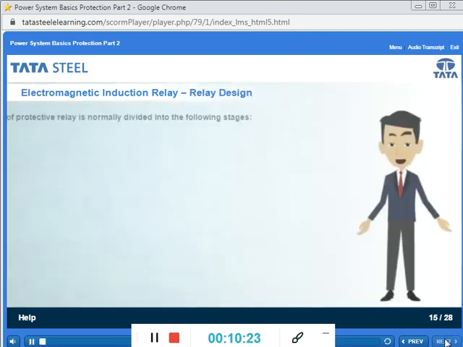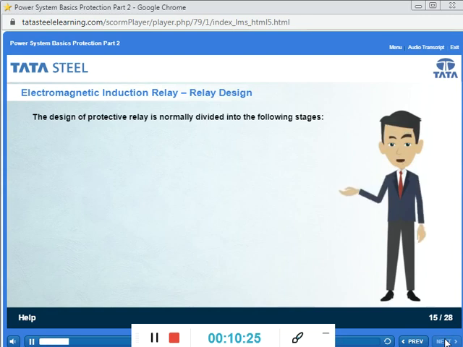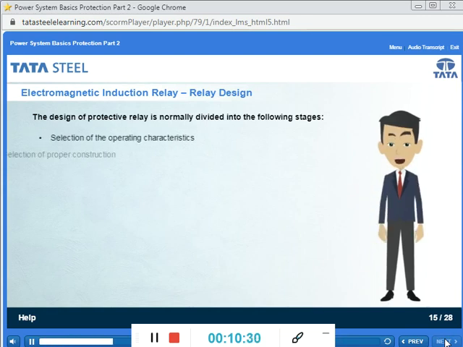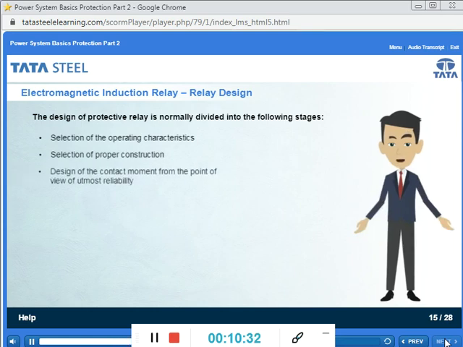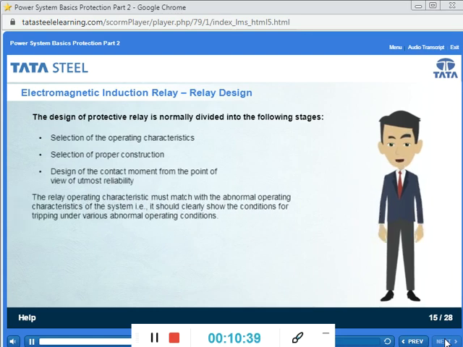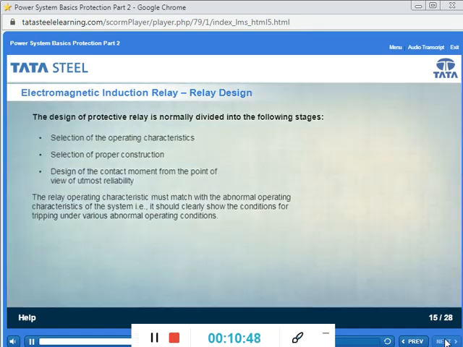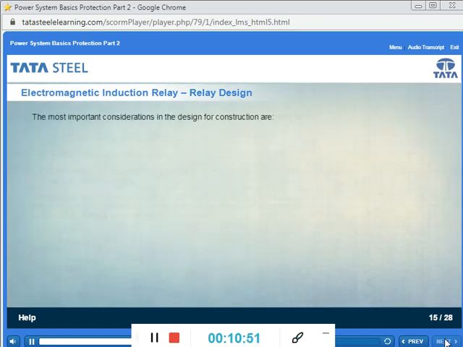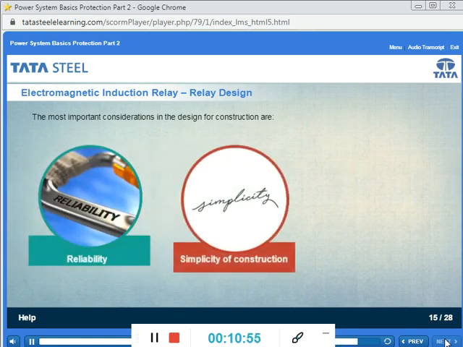The design of a protective relay is normally divided into the following stages: selection of the operating characteristics, selection of proper construction, and design of the contact movement from the point of view of utmost reliability. The relay operating characteristic must match the abnormal operating characteristics of the system. That is, it should clearly show the conditions for tripping under various abnormal operating conditions. The most important considerations in the design for construction are reliability, simplicity of construction, and circuitry.